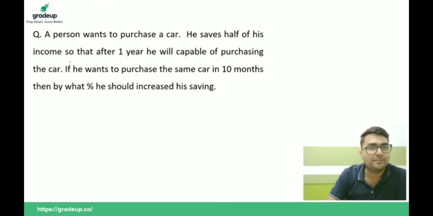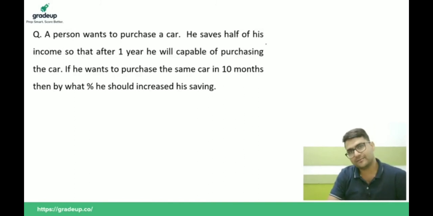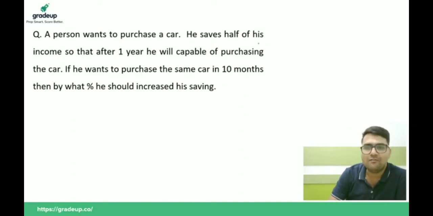a person wants to purchase a car. He saves half of his income so that after 1 year he will be capable of purchasing the car. If he wants to purchase the same car in 10 months, then by what percent should he increase his savings?